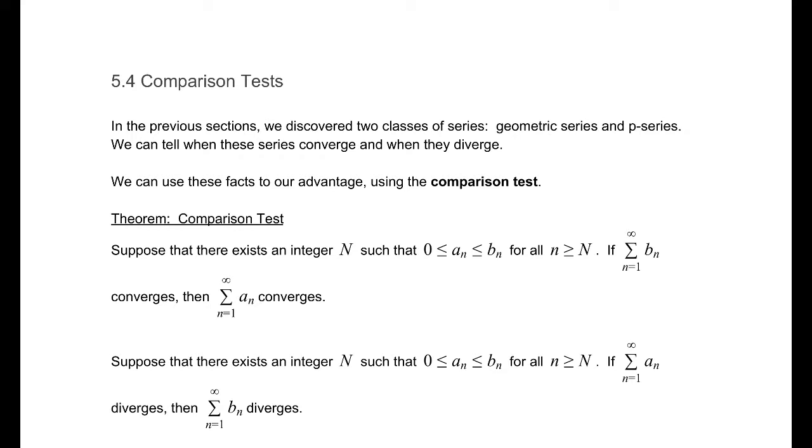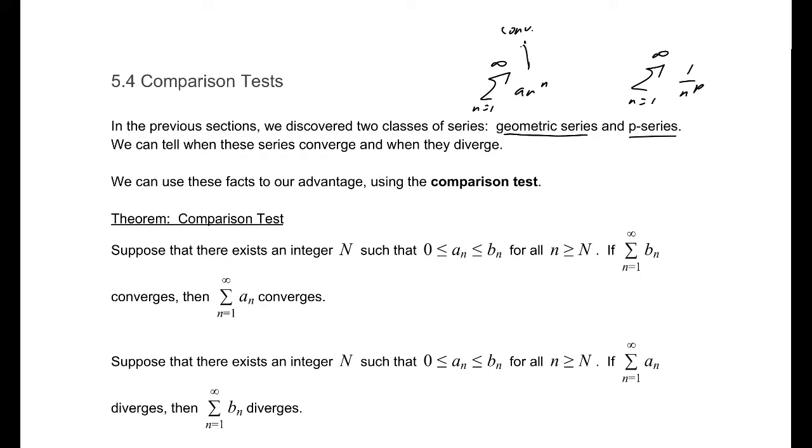So use them both. Alright, so in previous sections we discovered there are two classes of series: geometric series, which are of the form ar to the n, and p-series, which are the sum from 1 to infinity of 1 over n to the p. And we know when these series converge and when they diverge. Okay, so this converges.